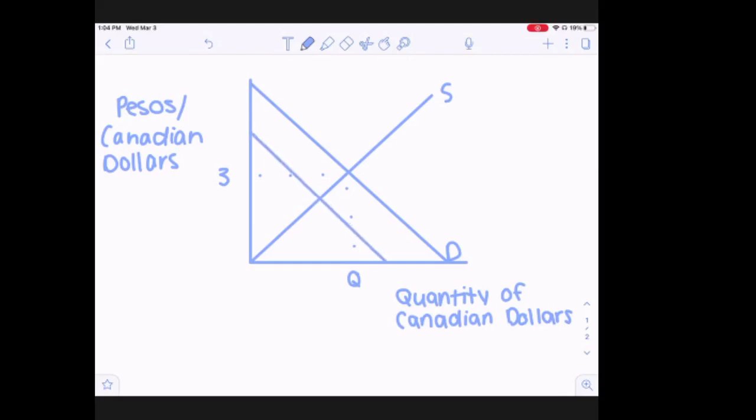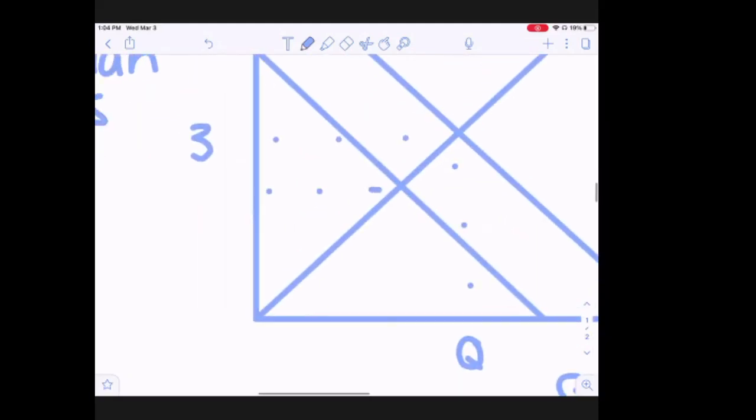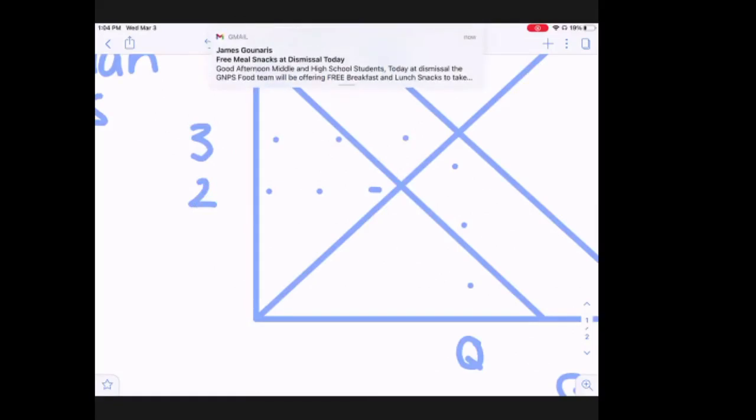Okay. And we get a new price level. So now it's only costing the Mexicans 2 pesos to get the currency.